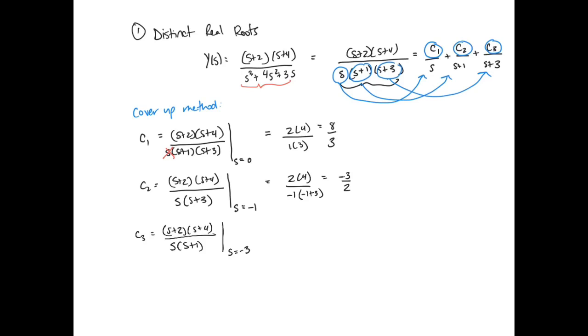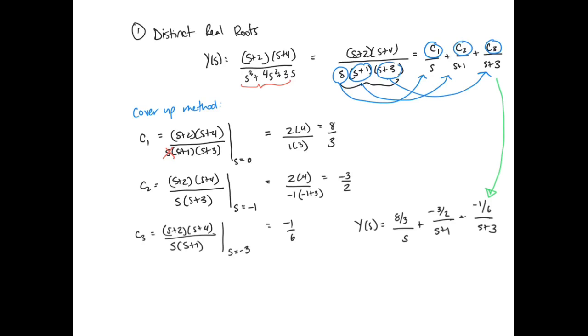And now this will be equal to negative 1 over 6. Now when you rewrite your equation, you have y of s is equal to 8 over 3 divided by s, plus negative 3 over 2 divided by s plus 1, plus negative 1 over 6 divided by s plus 3. And now you've rewritten your equation in terms of 3 separate rational functions that are much easier to deal with.